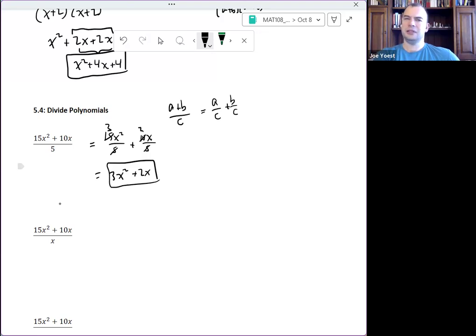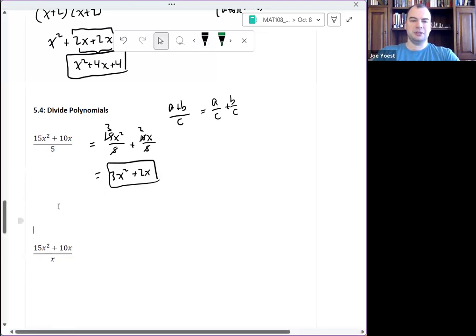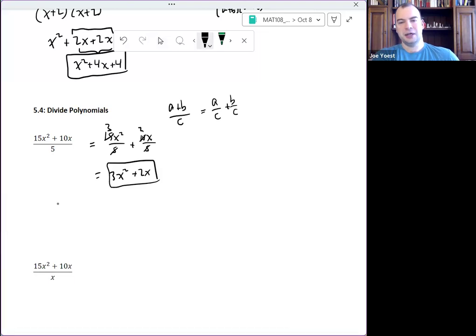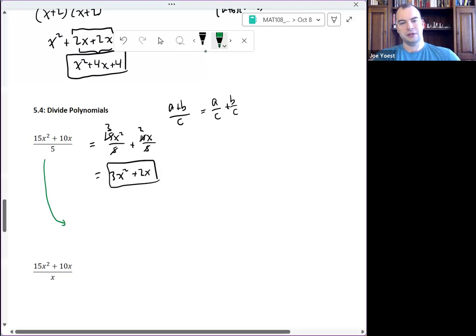It's also possible, and this might be considered jumping ahead a little bit, or something you might have just recognized as a pattern. So this is a perfectly acceptable way to go about this problem: split it up into two fractions and simplify each of them. But you might have noticed that 15x squared plus 10x, I could write that numerator as 5 times 3x squared plus 2x.